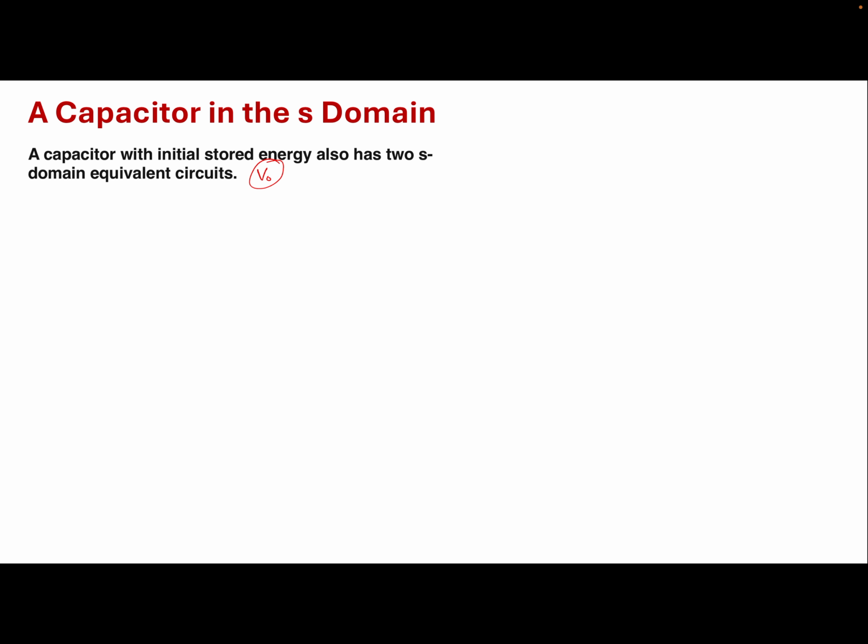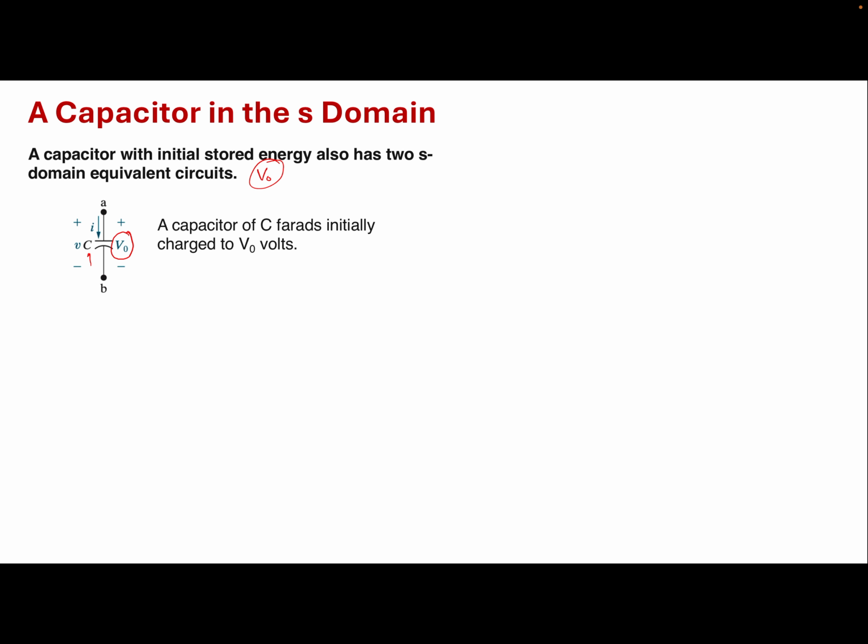Since there was initial energy stored, as we have seen in the inductor, we ended up getting two different models. Similarly, we're going to get two different models or circuits for the capacitor as well. So let's draw the time domain circuit. Here's a time domain circuit, or the model of a capacitor, where you have the initial capacitor voltage V naught. Again, we know that this is constant.